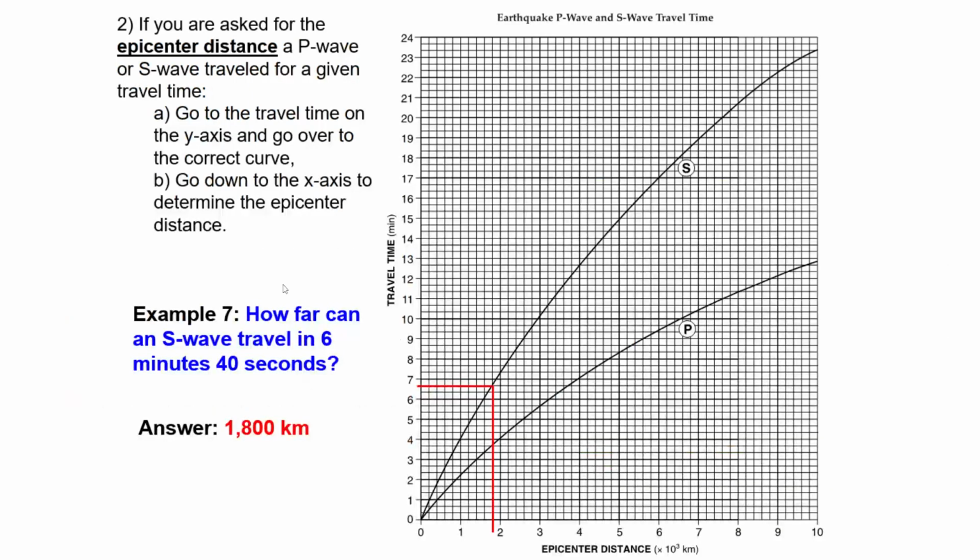Example 7 asks, how far can an S-wave travel in 6 minutes 40 seconds? So we're given the time again, so we're going to start with the y-axis. 6 minutes 40 seconds is right here. We're asked about the S-wave, so we're going to go towards the right and stop at the S-wave curve, go down, and the S-wave travels 1,800 kilometers because this is 1,000, 1,200, 1,400, 1,600, 1,800. The S-wave travels 1,800 kilometers in 6 minutes and 40 seconds.